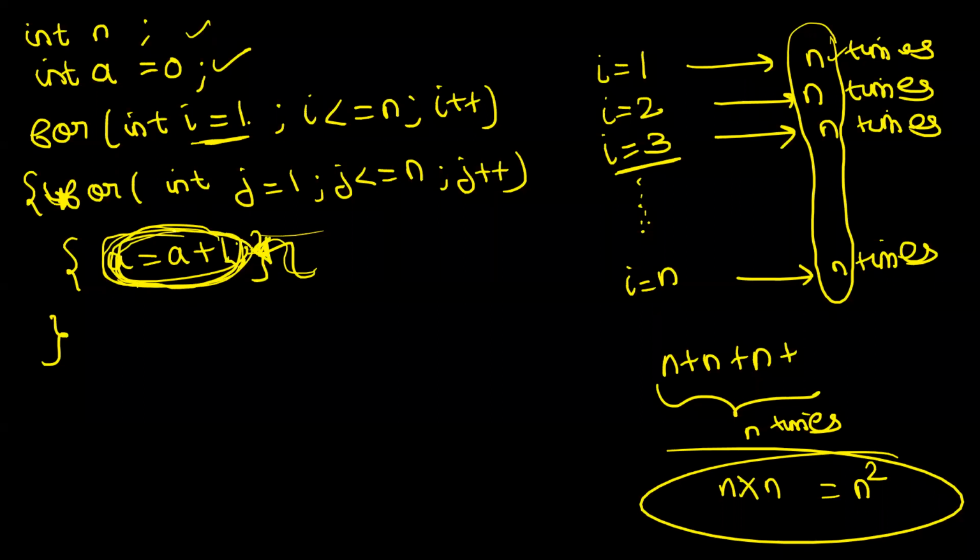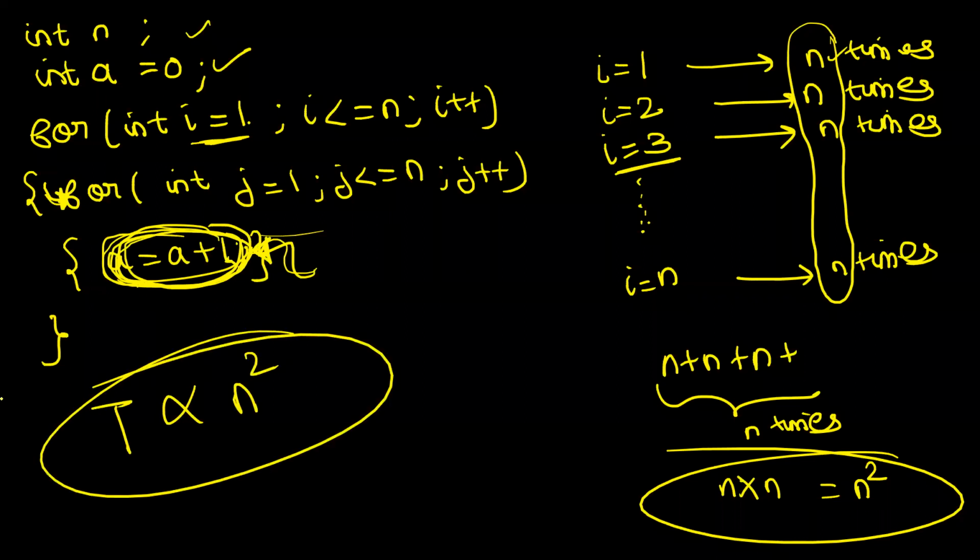So how many times is this operation performed? This operation is performed n plus n plus n plus n plus n. How many times are you adding up n? For n different times you are adding n. So it is n square. So I can say that the time taken by the program varies in n square, in a quadratic fashion. Because if the value of n is 5, then this operation will be performed 25 times. But if the value of n is 6, this operation will be performed 36 times.